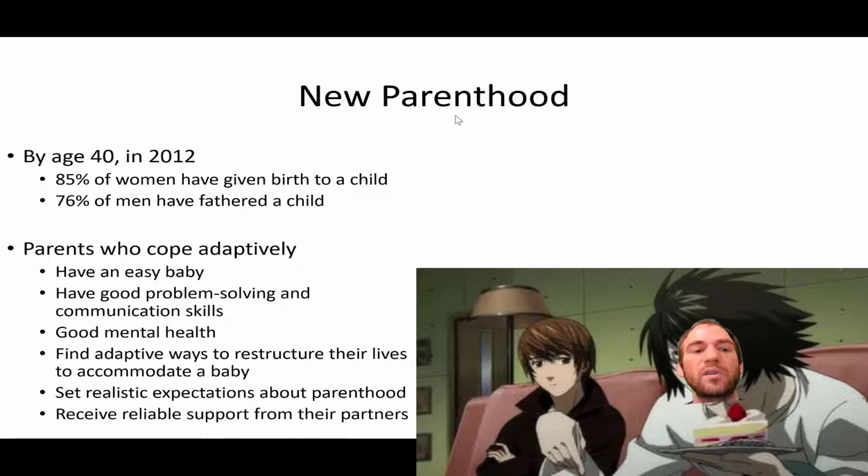So most parents who cope adaptively have higher levels of social resources, have higher levels of mental health, have better problem-solving skills, and have realistic expectations of what a child is going to bring into their household, and thus they're less likely to be shocked if the baby is crying, for example. So they have realistic expectations, and they approach them with good cognitive skills and family and social resources that allow them to adapt to the presence of a new child.